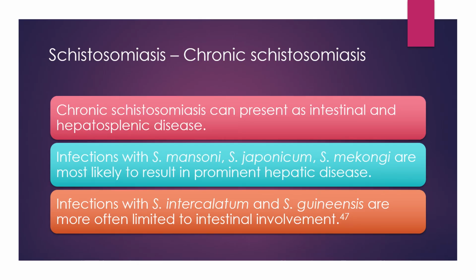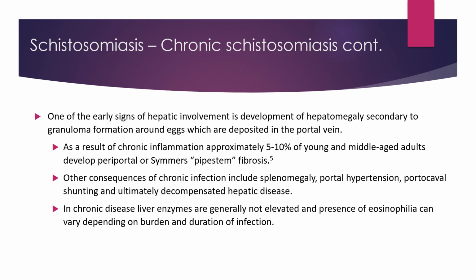So with chronic infection, you can either have intestinal or hepatosplenic disease. Infections with Mansoni, Japonicum, and Mekongi are most common to have a prominent hepatic disease picture. And with Intercalatum and Guineensis, there's more typically intestinal involvement alone. But one of the early signs of hepatic involvement is the development of hepatomegaly due to granuloma formation around the eggs, which deposit in the portal vein.